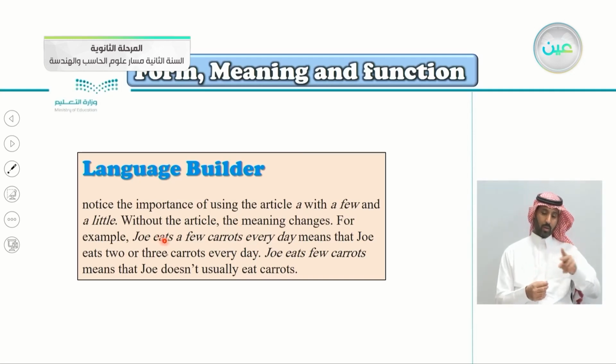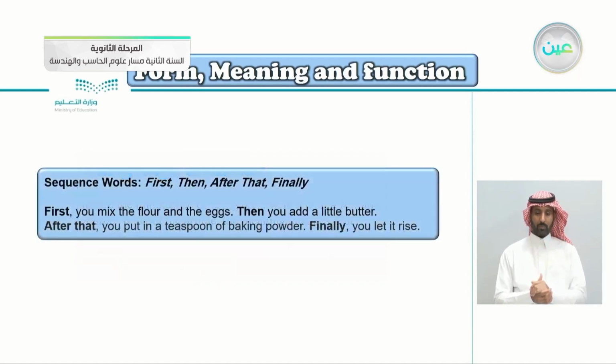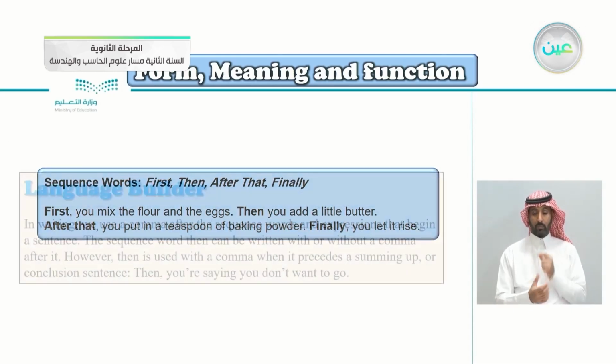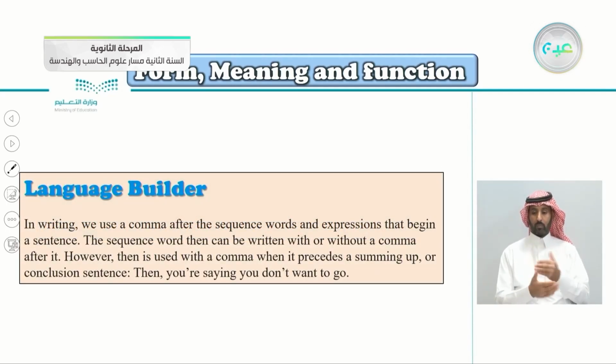If you say Joe eats a few carrots, it means maybe he eats just 2 or 3 carrots. When you say Joe eats few carrots without the a, it means Joe doesn't usually, as a habit here, eat carrots. Sequence words: first, then, after that, finally. First, you mix the flour and the eggs, then you add little butter. Of course, we mentioned this earlier. Language builder here, another one.